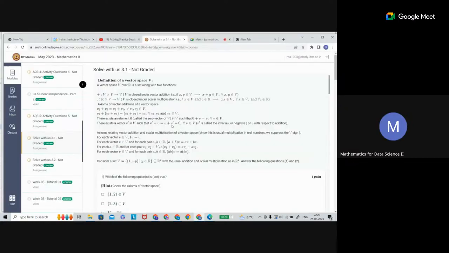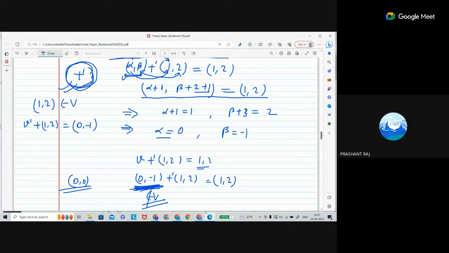So what is it saying here? V prime plus V gives the identity element. Why do we call it the identity element? Once you add them, you get the same element. That's why it is the identity element. Identity element for a vector space means 0, 0, or whatever we are getting. Is it clear? That's the meaning here.